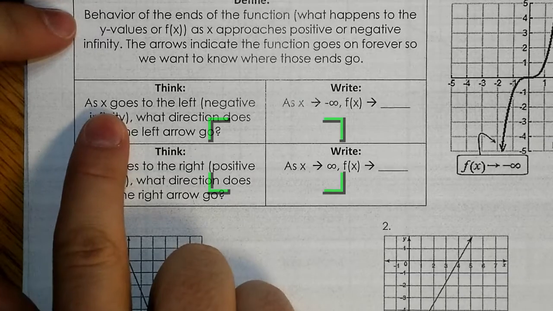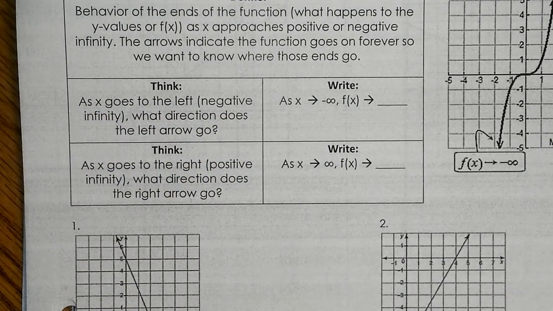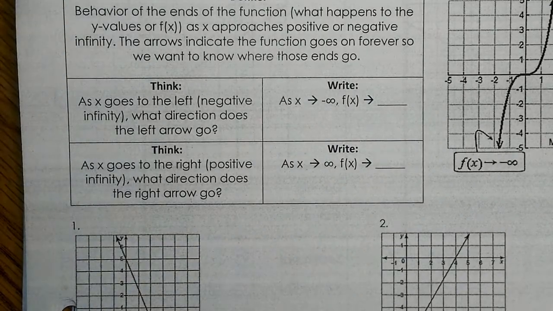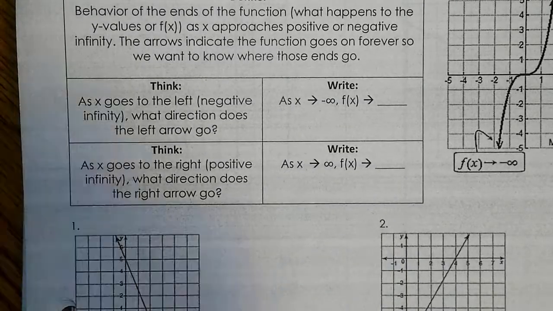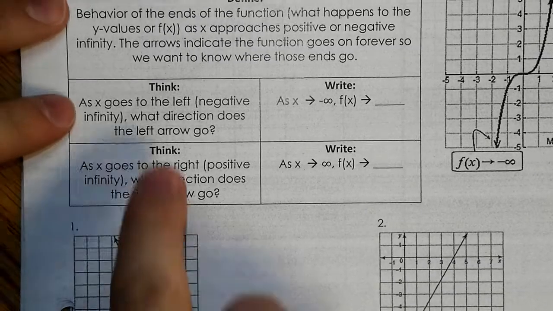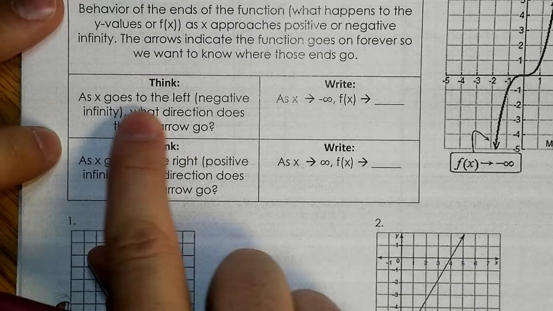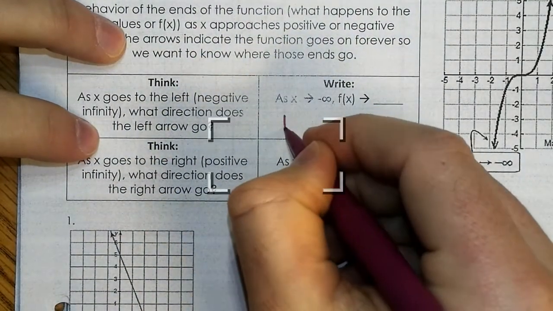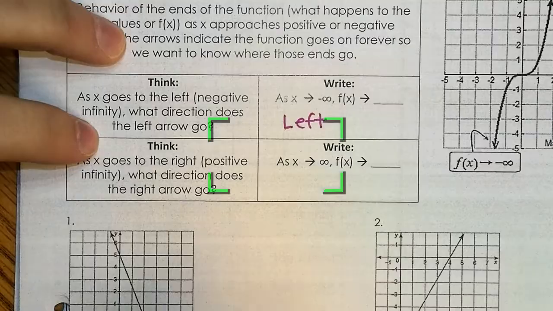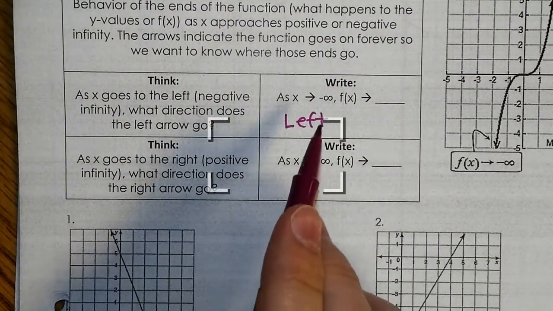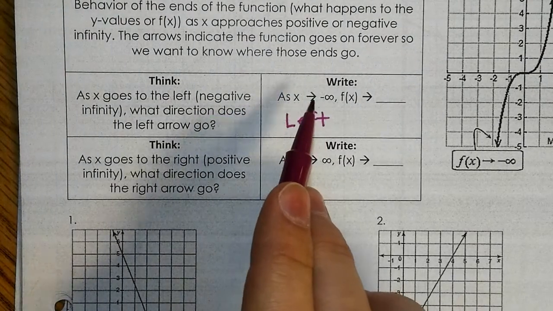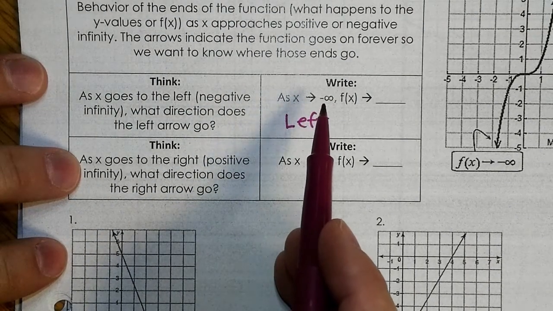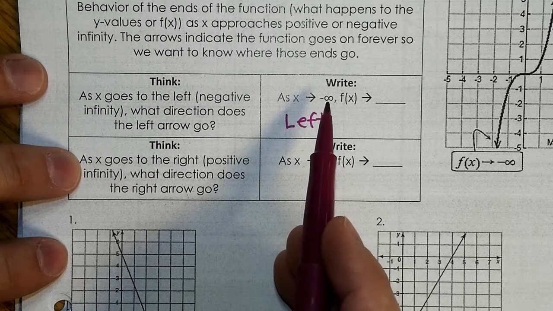Now, what you have to understand is the end behavior is what's going on at the end of the left side and at the end of the right side. And that's kind of the challenge to get through here. So as x goes left, that's negative infinity. I want y'all to write this. For this right here, I want you to put left. Negative infinity, as x goes to negative infinity, means left. That means as x goes left.